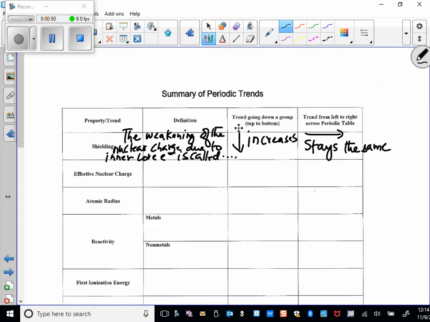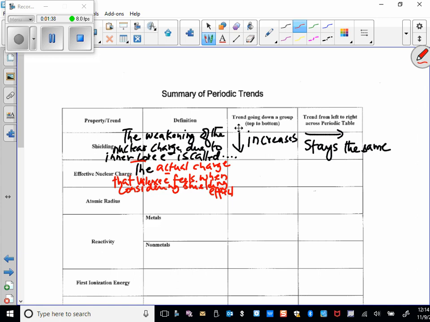What is effective nuclear charge? Somebody tell me. Yes, Harris. Okay. The actual charge that valence electrons feel when considering shielding effect. Is that right? The actual charge that the valence electrons feel.